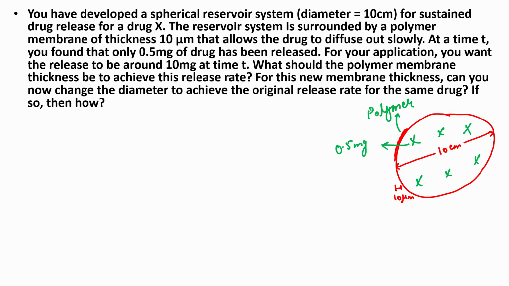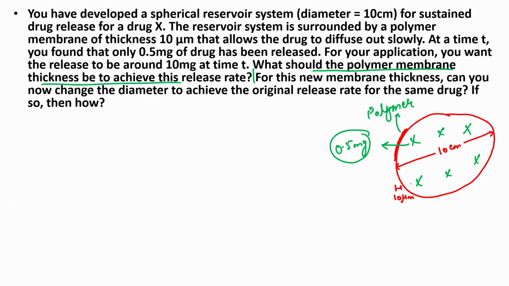Okay. So, but for our application we want the drug to be about 10 milligram at that particular time t. So, we are almost 20 times lower than what we are supposed to do. So, the question is then what should be the polymer membrane thickness to achieve this release rate. So, this is the first part of the question, and then there is another part that we will tackle sequentially.